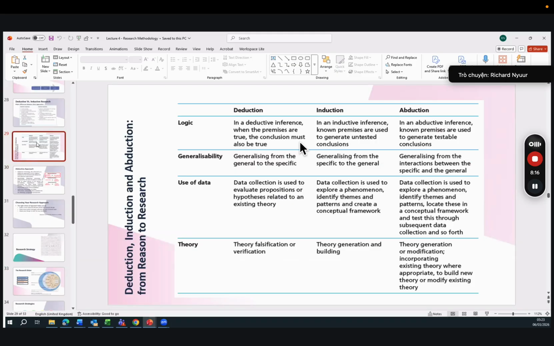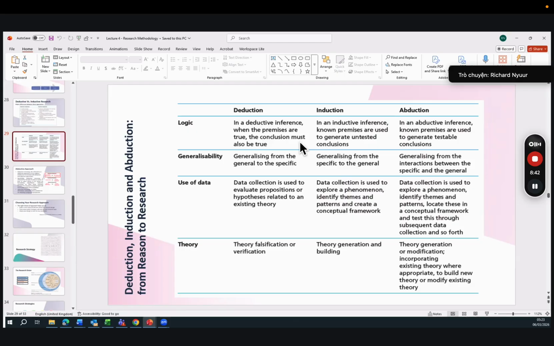So you can see the three main types, as measured against other concepts like logic, generalizability, the use of data, and theory development. So: deduction, induction, and abduction.